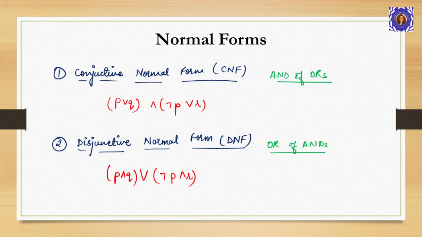Normal forms are standardized formats for logical expressions. We have two main normal forms. The first one is conjunctive normal form, or CNF. That is an AND of ORs. You can see the example for better understanding. Then we have disjunctive normal form, DNF, an OR of ANDs. Here also you have an example for better understanding. These normal forms are essential in AI, SAT solvers, and digital logic.